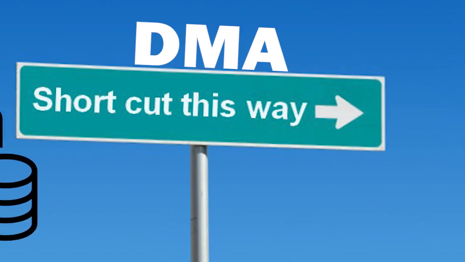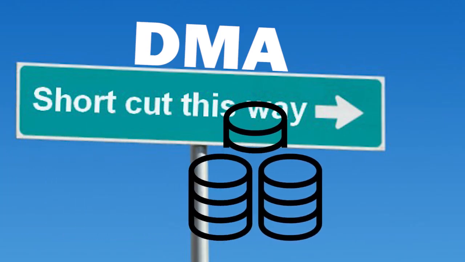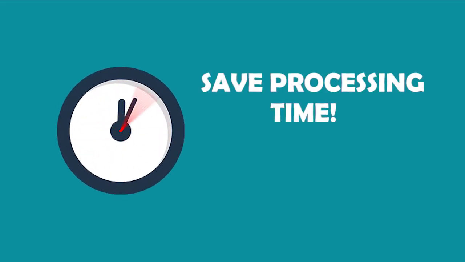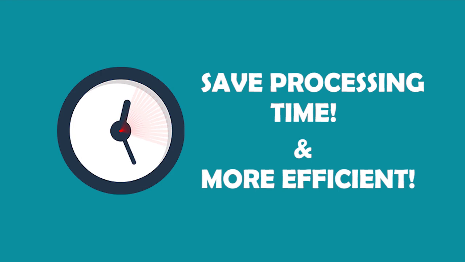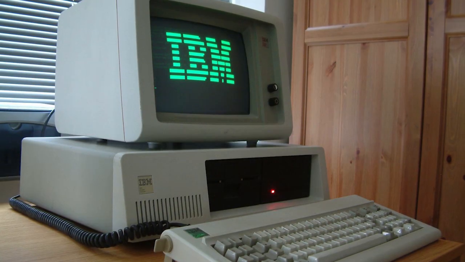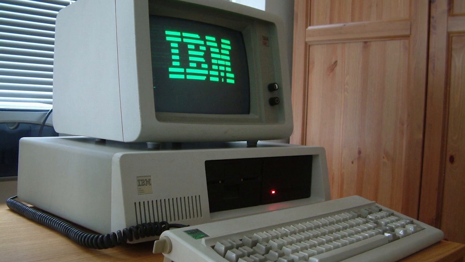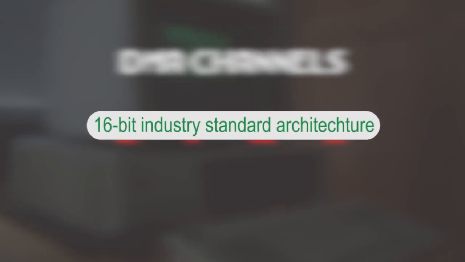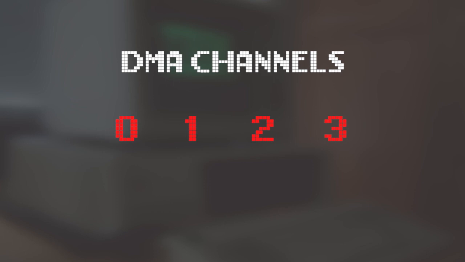DMA can make the cycle shorter as it speeds up the transfer of the memory. It can save processing time and it's more efficient to move data from the computer's memory to other devices. In older computers, four DMA channels were numbered 0, 1, 2, and 3. When the 16-bit industry standard architecture, ISA, expansion bus was introduced, channels 5, 6, and 7 were added.